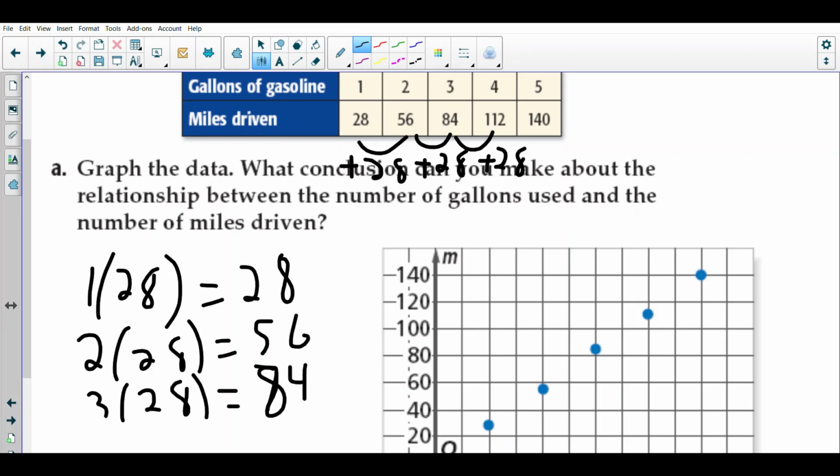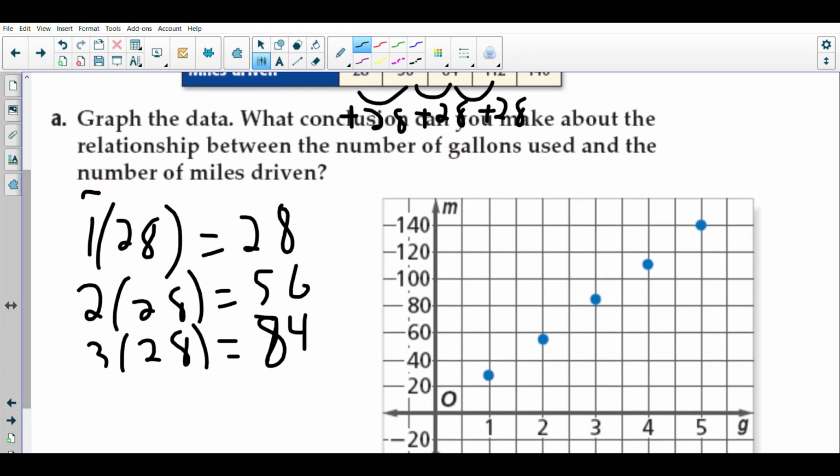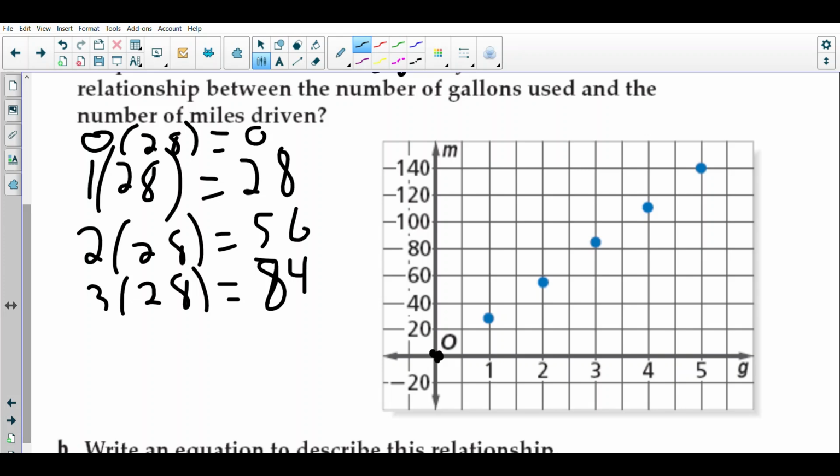All right, and if I were to take 0 times 28, I would get 0. So another point would be, if I use 0 gallons, I get 0 miles. So what we can assume is this is proportional.